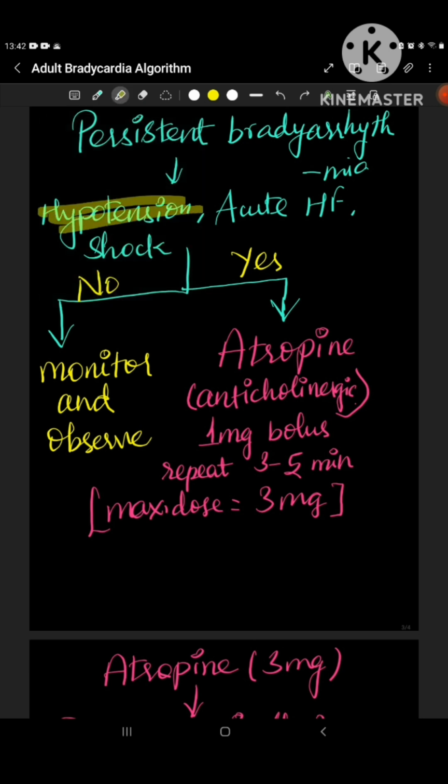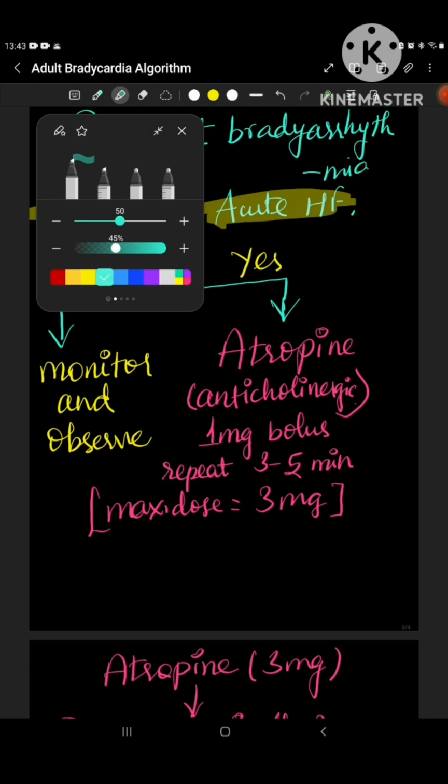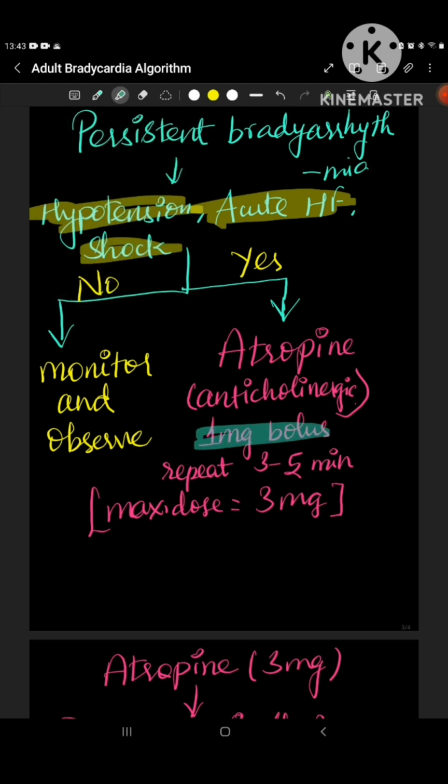So with hypotension, shock, or acute heart failure, if it is yes, then you can choose to give atropine. What will be the dose of atropine? Initially it is a 1 milligram bolus. That's what you have to remember. You can repeat it every 5 minutes, and the maximum number of times you can give is 3 times, so the maximum dose is 3 milligrams.